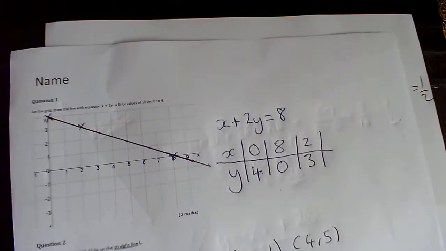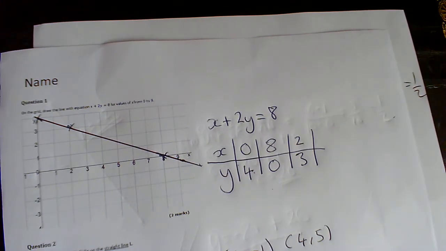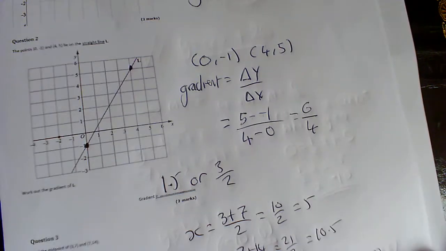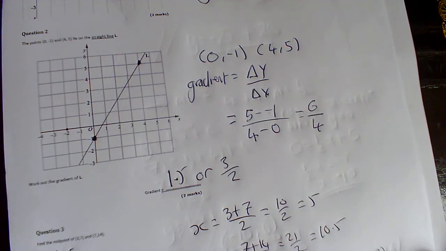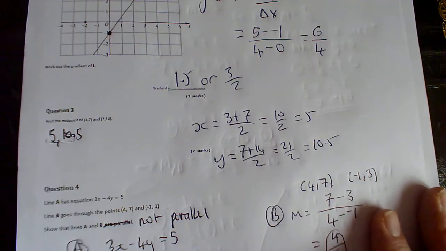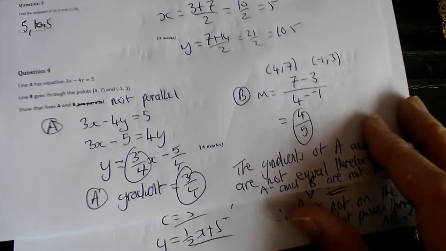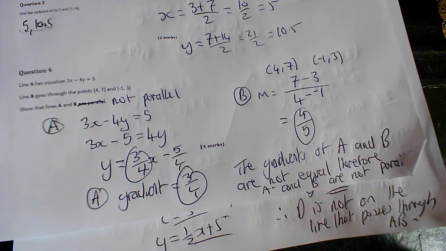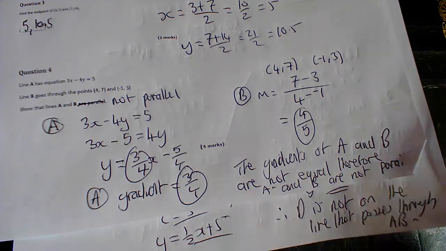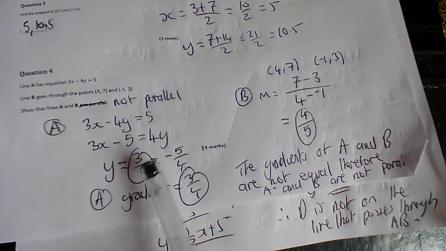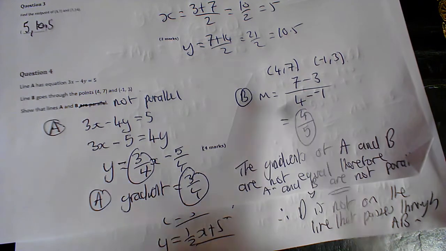Well, let's just have a quick recap. We did question 1, we plotted a graph, we got some coordinates. That was working out the gradient, just a reminder of that. Question 3 was about midpoints. Testing whether gradients are the same. If gradients are the same, they are parallel. Here we found the gradient by putting it in the form y equals mx plus c. Here we found difference in y over difference in x.